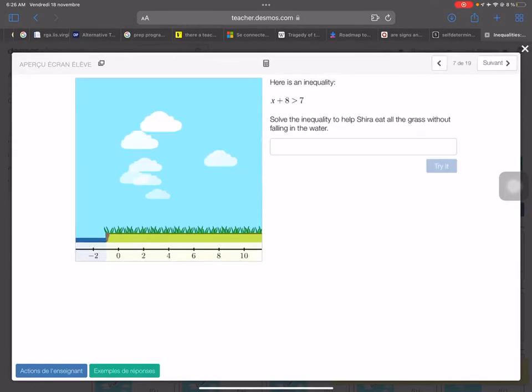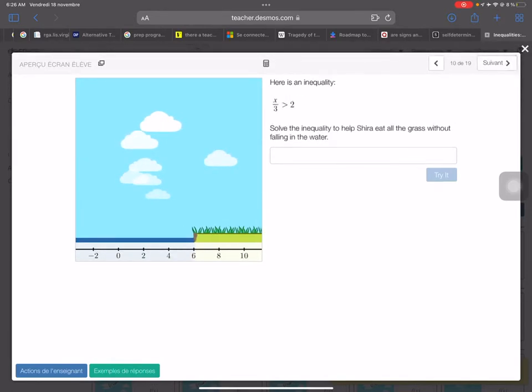So you guys are solving all of these. All of these are one step. There's only one step to solve. Go ahead, see if you can help Shira get all of the grass.